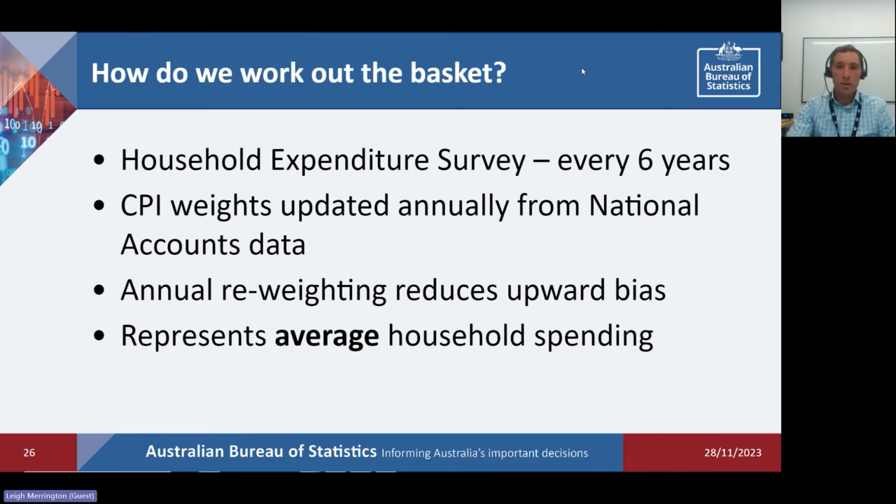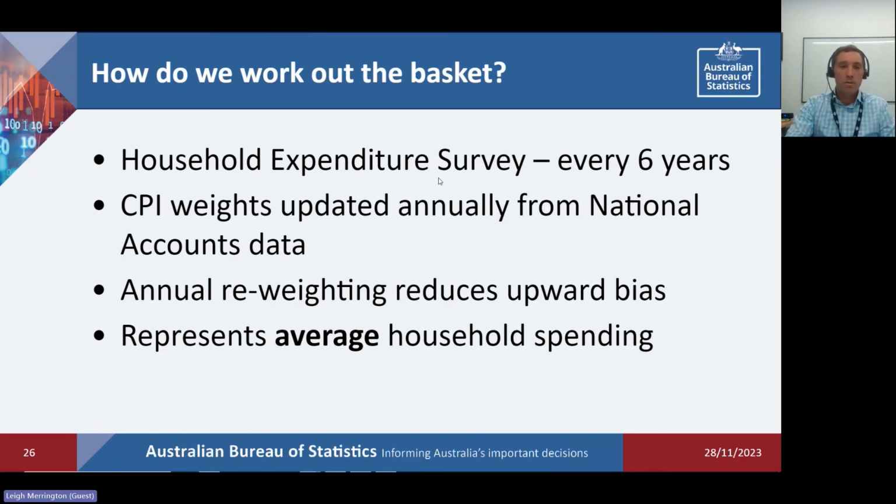So the ABS recognises that spending can change, it changes all the time, and every 6 years updating the basket is too infrequent. So for the last 5 or 6 years, we've been updating the weights in the basket every year, and we do that using fairly aggregate data from the national accounts, and this does a good job of picking up some of the major changes from year to year, and I'll give an example of that shortly.